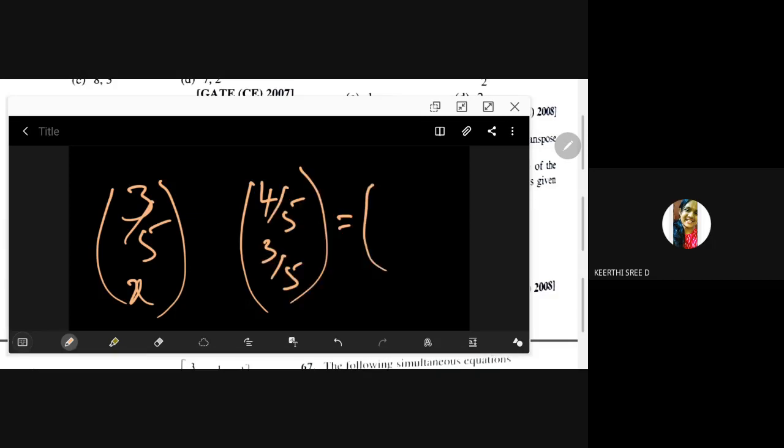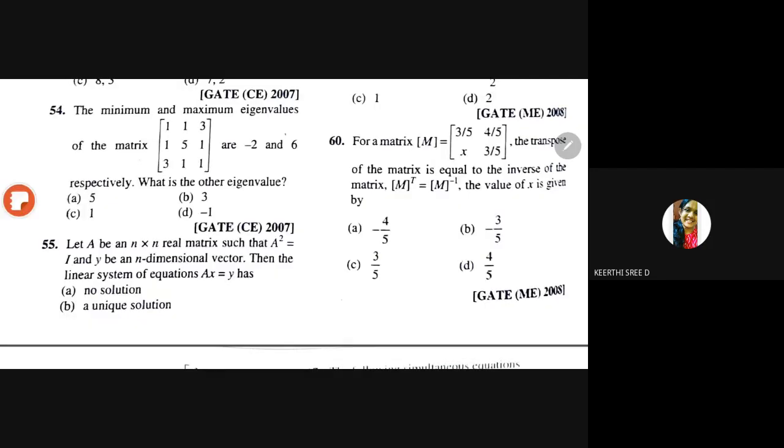3 by 5 into 4 by 5 is 12 by 25, plus X into 3 by 5, that is 3X by 5. That is the dot product. This should be equal to 0, because orthogonal means that the dot product must be equal to 0. So from this one you can find the value of X. Good. The 60th question is also good.